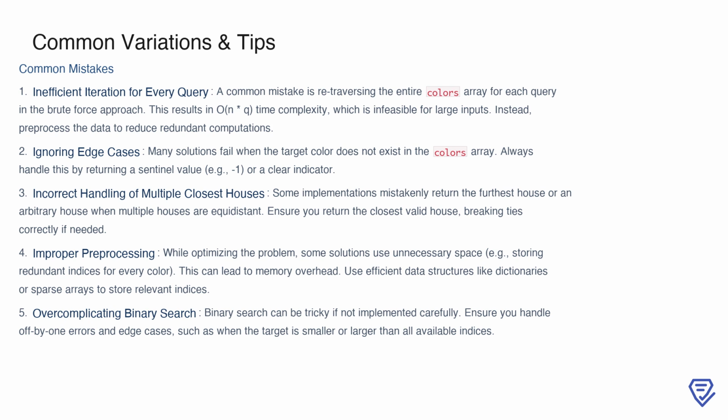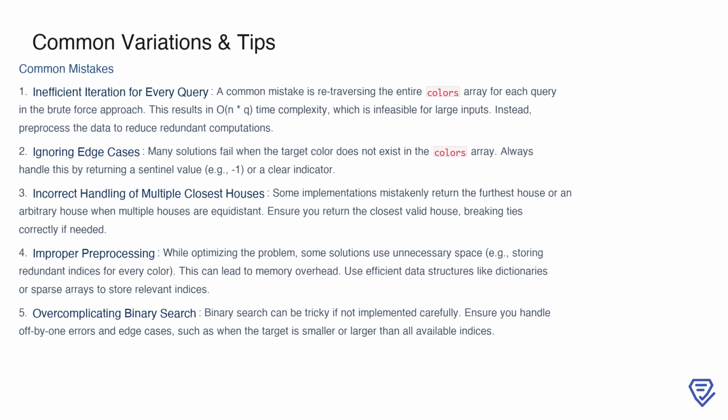Another issue arises when people overlook edge cases, such as when the target color doesn't exist in the colors array. You should handle this by returning a clear indicator, like -1. Then there's the problem of handling multiple closest houses. If two houses are equidistant, your solution must correctly return the closest valid house, not an arbitrary one.